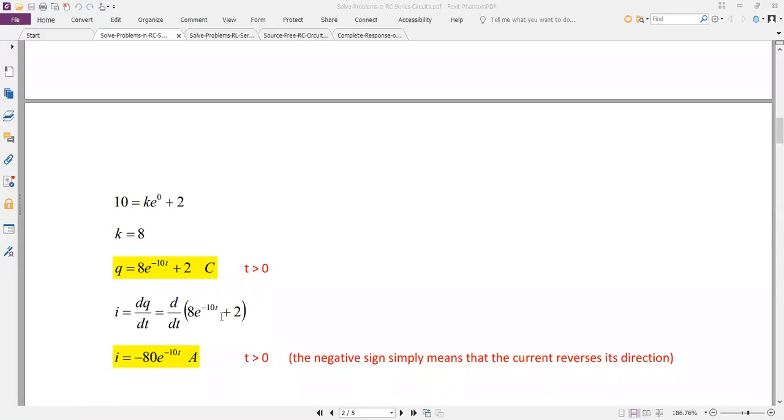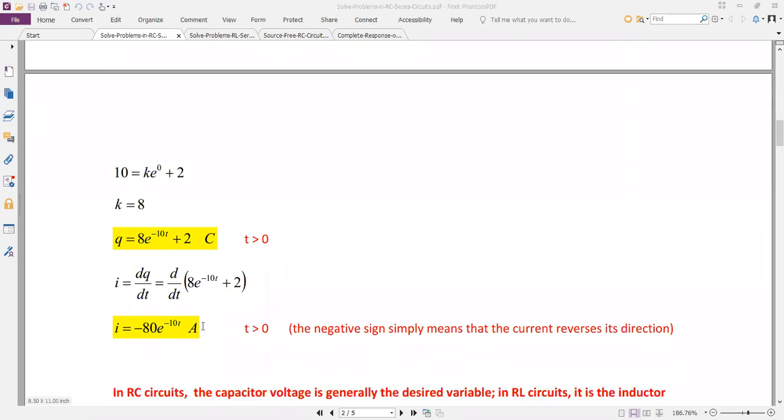So as to the final answer to this problem, your Q at any particular time will be 8 over C. Again, there should be a C, E raised to negative 10T plus 2. And your current is taken from the Q, which is equal to negative 80 E raised to negative 10T. So being current, then it has a unit of amperes.